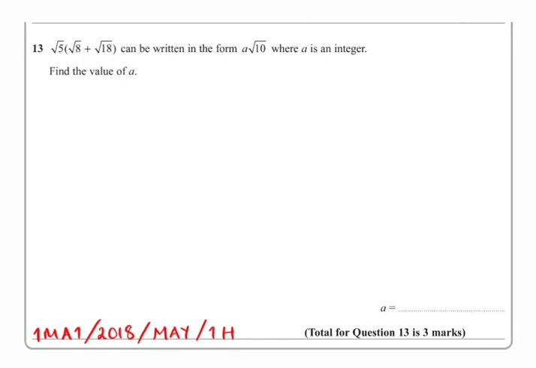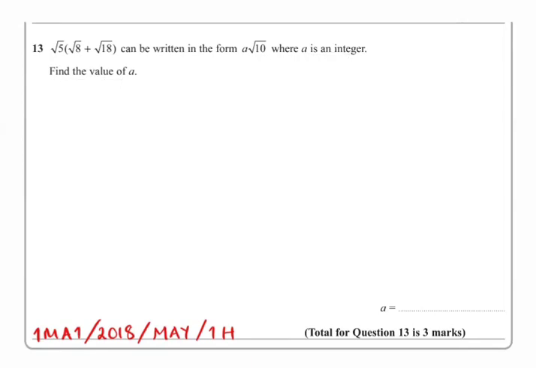Hello, today I'm going to be going through this question from the 2018 May Paper 1H. Reading this question, it says root 5 multiplied by root 8 plus root 18 can be written in the form a root 10, where a is an integer. Find the value of a.